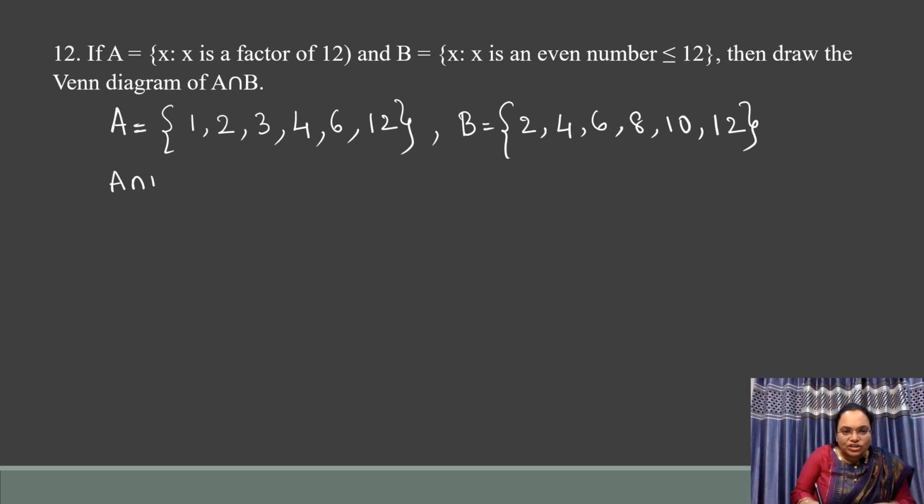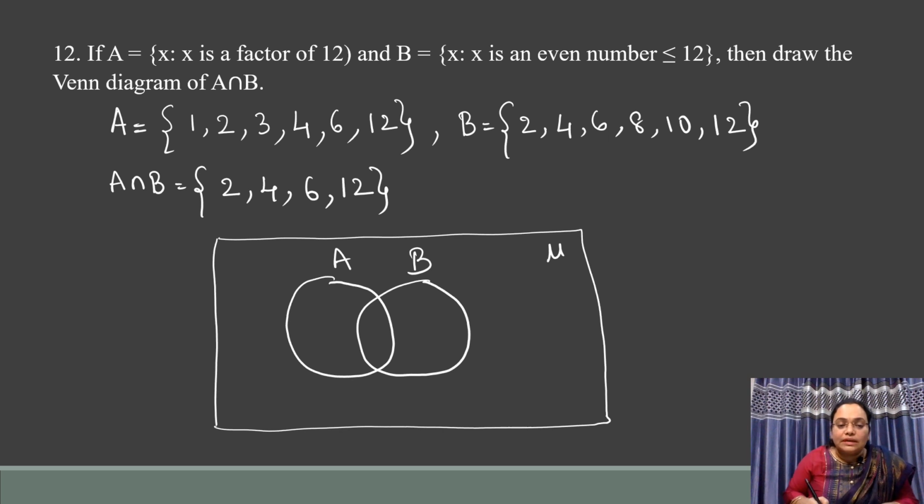Okay. A intersection B. Intersection means the common elements from both the sets. So what are the common elements from both the sets? 2 is common, 4 is common, 6 is common and 12 is common. Right? Now let us do the Venn diagram. So what are the common elements of set A and B? They are 2, 4, 6, 12. We will write it in the common part. That is 2, 4, 6 and 12.